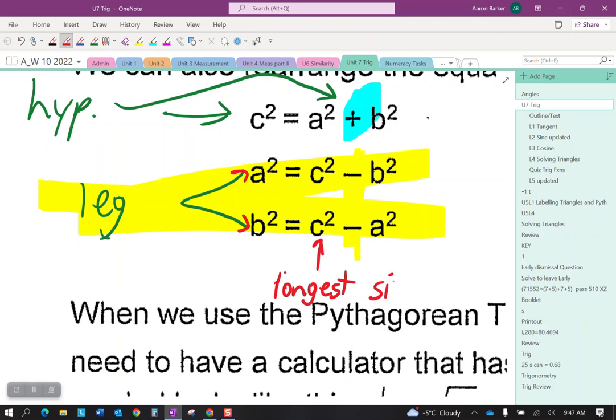That's the most important part. At the end, you should always check, is C the longest side? Because if it's not, you should change your addition to a subtraction or vice versa.